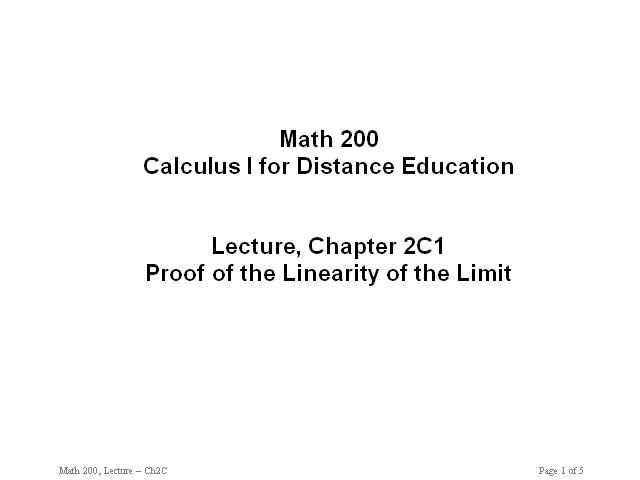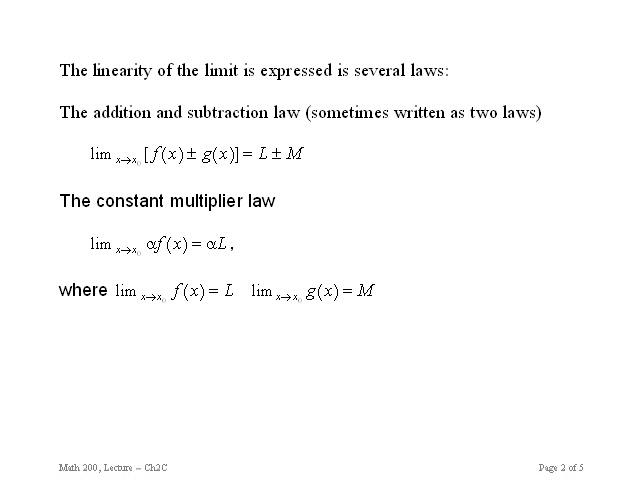This is lecture 2C1 on the proof of the linearity of the limit operator. Taking the limit is a linear operation. In the book, this is expressed over several of those limit laws.